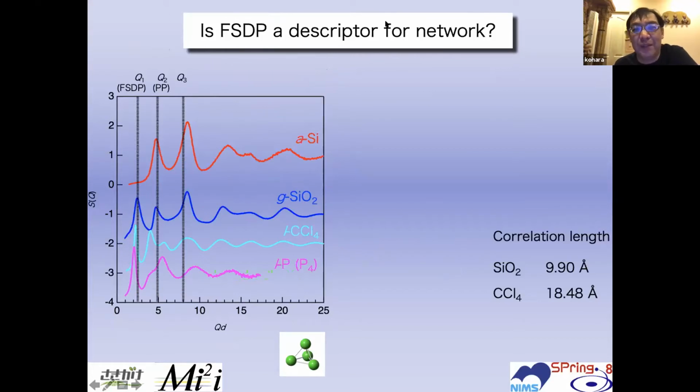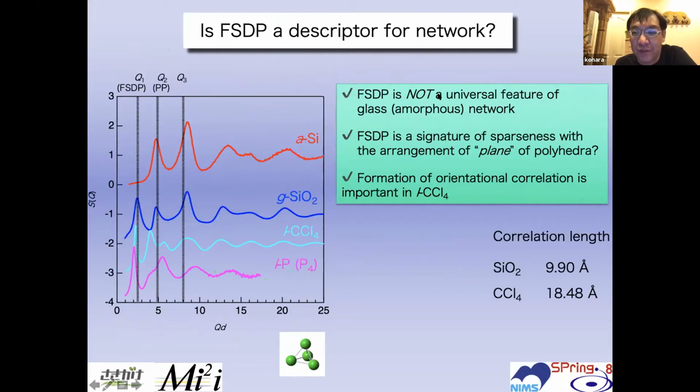Is FSDP a descriptor for network? As I mentioned in the beginning of my talk, this is no. FSDP is not a universal feature of glass network. I think FSDP is a signature of sparseness with the arrangement of plane in polyhedra, probably.